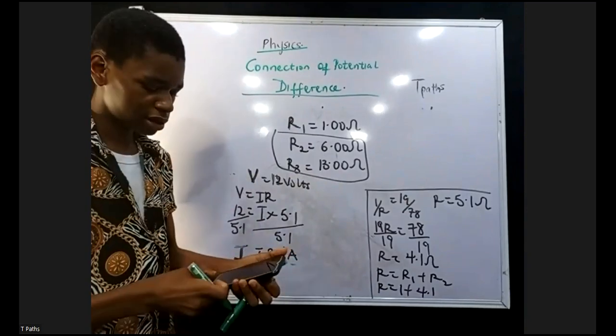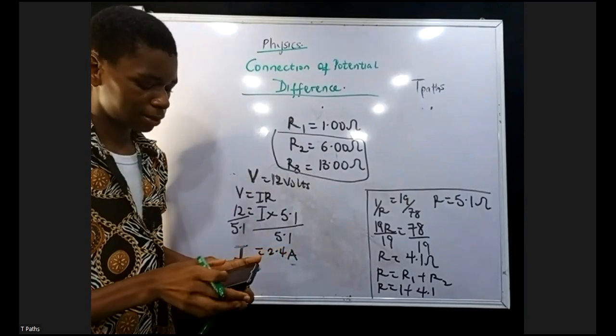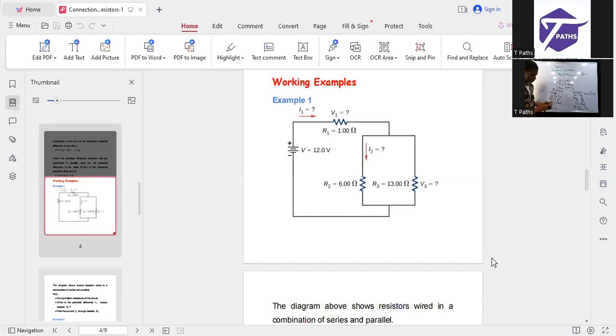So now back to the diagram in my example. I've already calculated this, and I can see that R1 is connected in series. So the current passing through R1 is the same as the current passing through the circuit. So the current I1 is the same as 2.4. So I'll say my I1 is equal to 2.4.